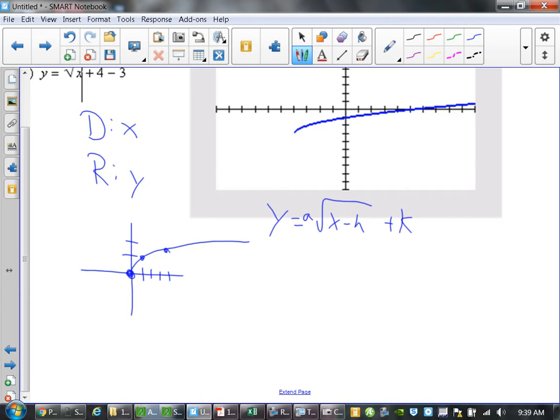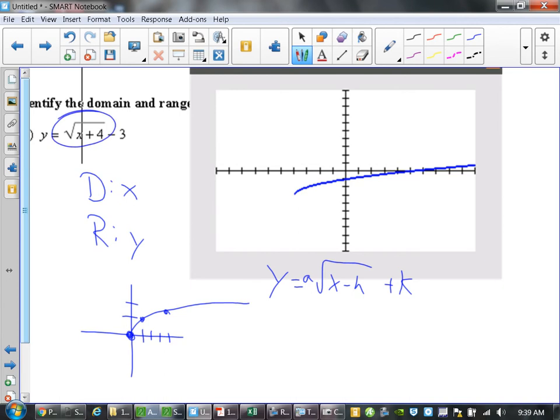The generic graph for a square root has your domain so that you want what's under the square root to be greater than or equal to 0. So in this original problem where it's x plus 4, that means my domain is going to be all my x values that are greater than or equal to negative 4, because I can't take the square root of a negative. Does that make sense?